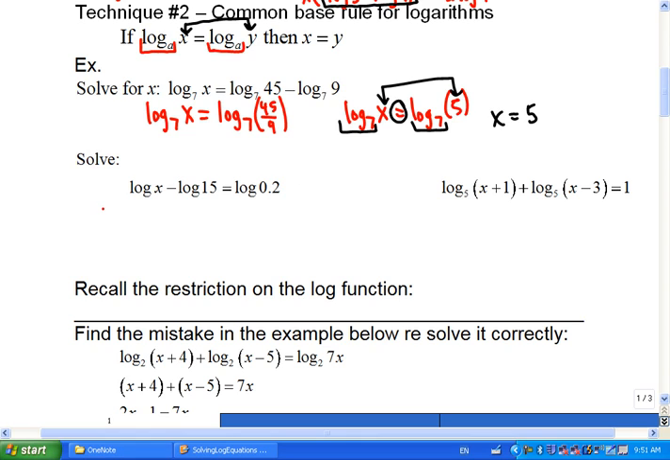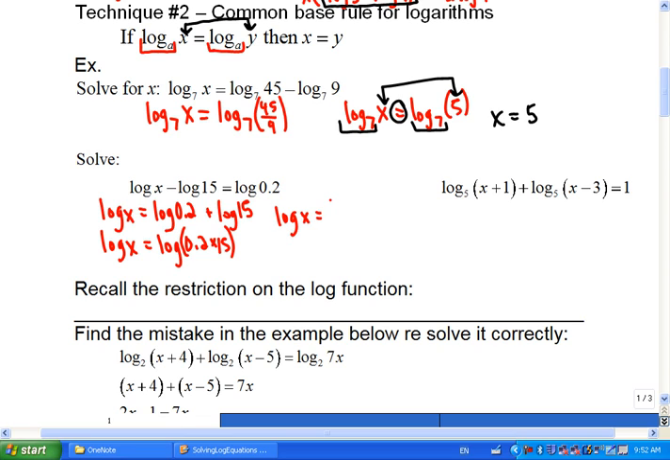So for example, I could do this as log x equals log 0.2 plus log 1.5. Log of x equals, so 15 times 0.2 will be, the multiplication law, and that means log of x equals log of 3. So again, that means x must equal 3.